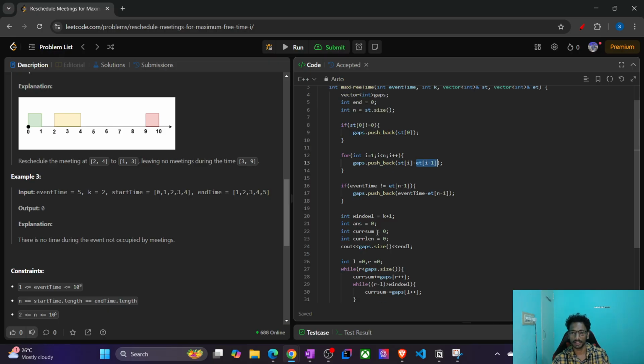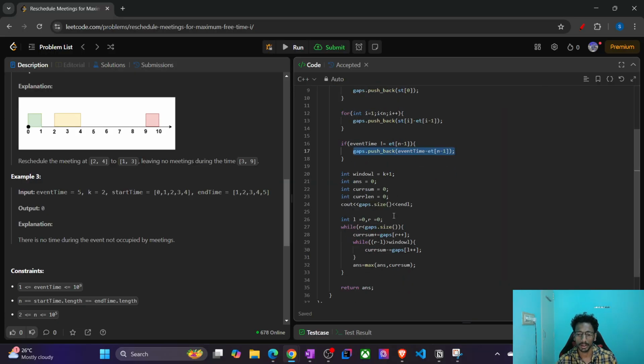Next, at the end, I'll check whether there is any gap between the event time and the last event I have seen. So how do I find that? I'll check whether the event time is not equal to the ending time of the last event, n minus 1. Then there will be one more gap, so I'll store that gap.